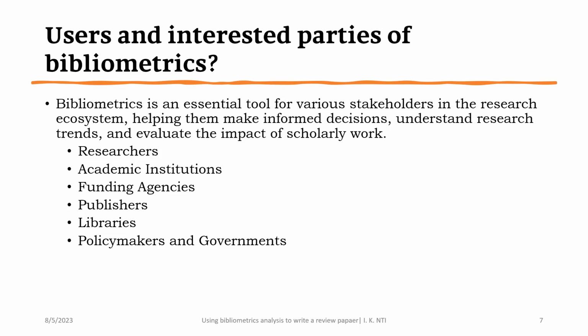Then the funding agencies, those who provide funding for research, want to know where their research is heading and how it is performing. Publishers like Elsevier, Springer, IEEE and the rest also want to know how many papers they are publishing and how their publications are being cited. Libraries, policymakers and government are also interested in publication data, and academic ranking organizations, institutions that rank academic institutions, are also interested in bibliometric analysis to know what is happening.